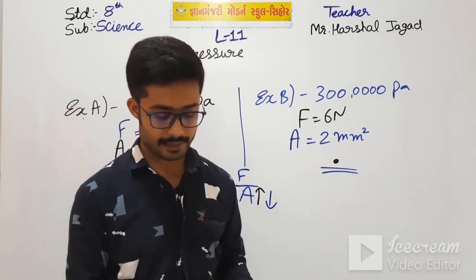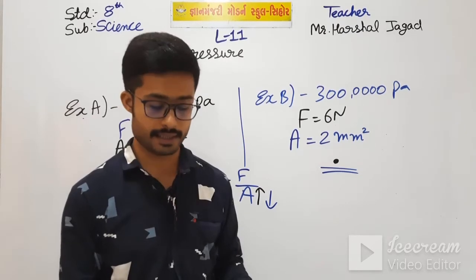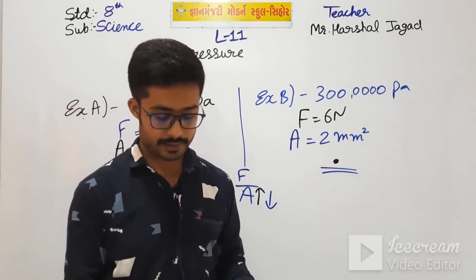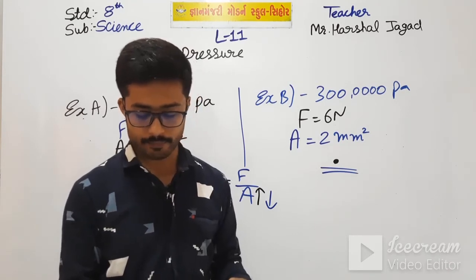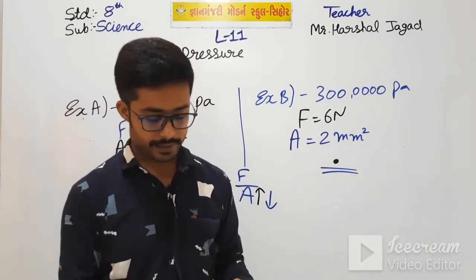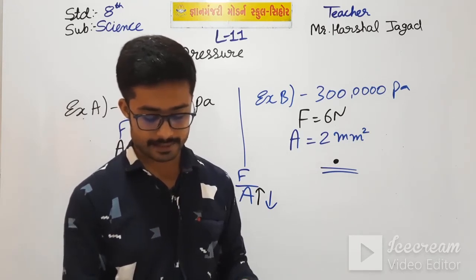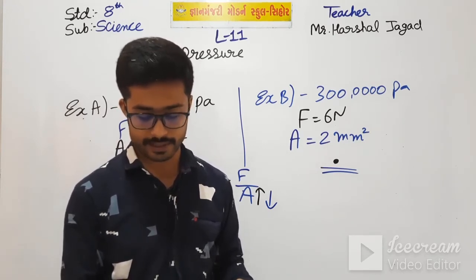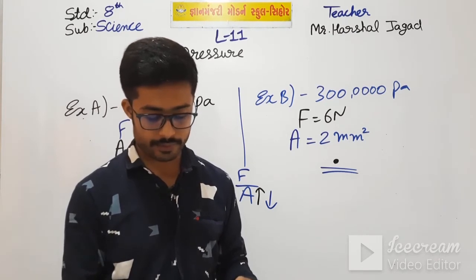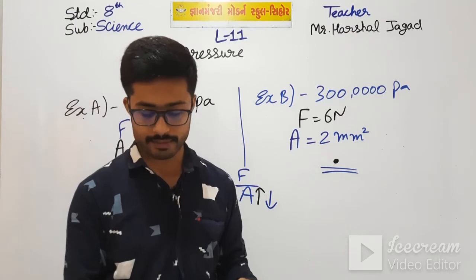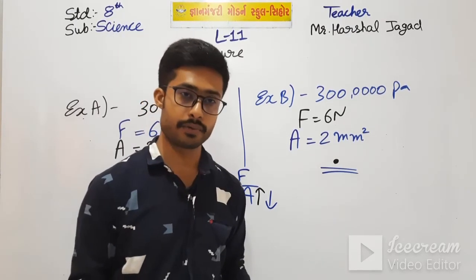Thus, we can say that pressure depends on two main factors, that is force and surface area. When the force applied on an area is increased, it increases the pressure produced. If the area over which a particular force acts is increased, the pressure produced decreases. The converse is also true. Decreasing the area over which a particular force acts increases the pressure produced.